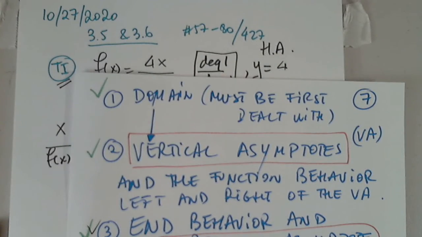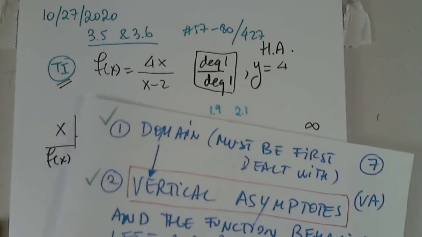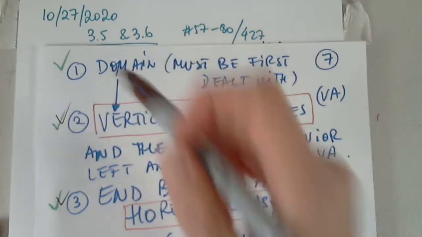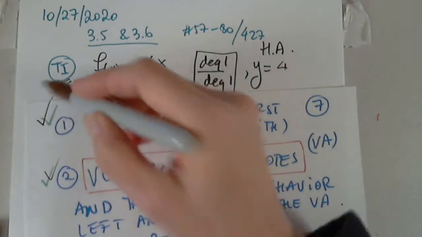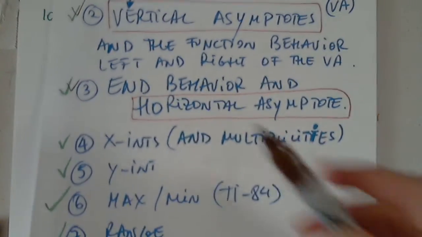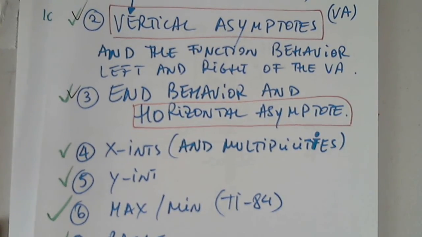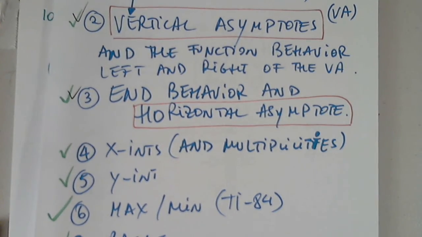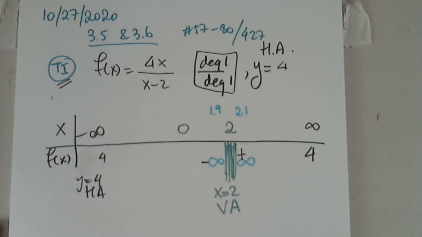So what have we accomplished? A lot. We have the end behavior, which is characteristic to same degree over same degree, leading coefficient over the leading coefficient. We have the vertical asymptotes and the function behavior left and right of the vertical asymptote. We also have the domain. Now we want the x-intercepts. Potential holes, none. I'll explain. We'll get an example about this in a moment. X and y intercepts. We're done.